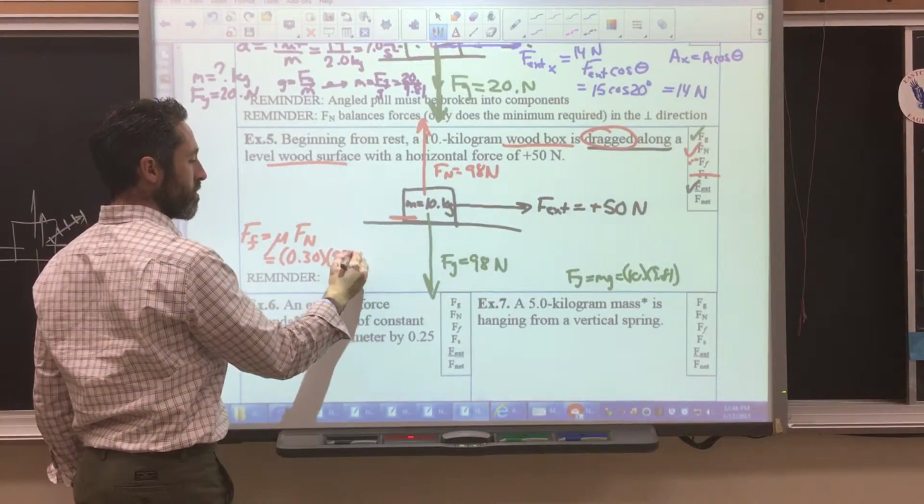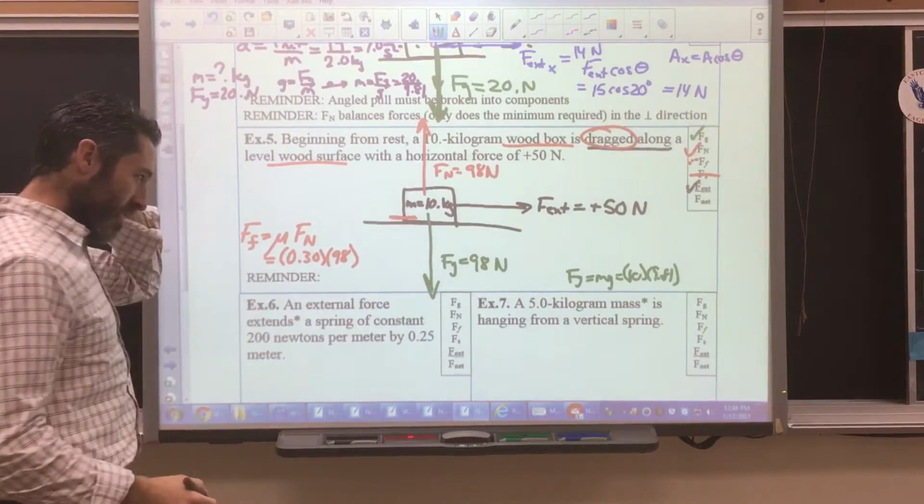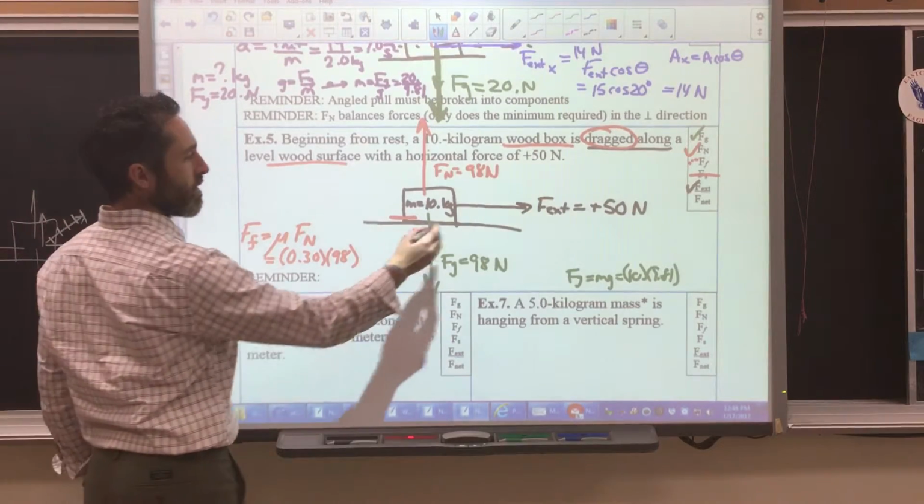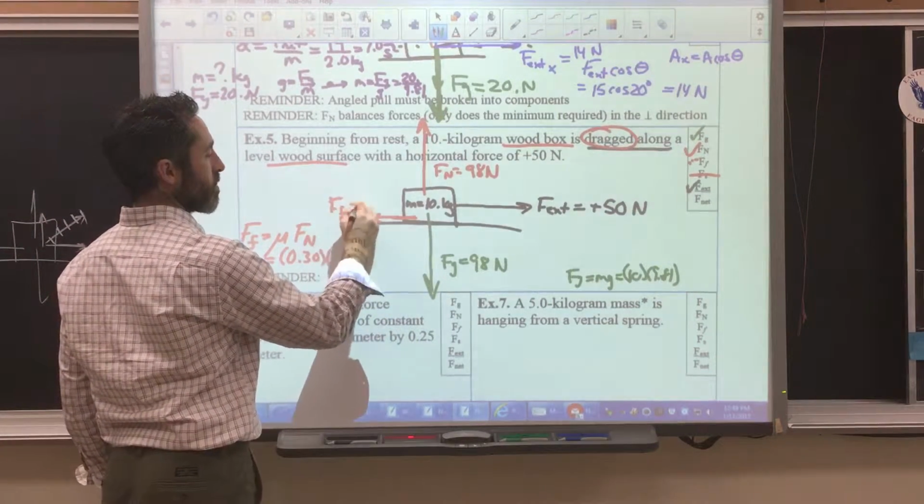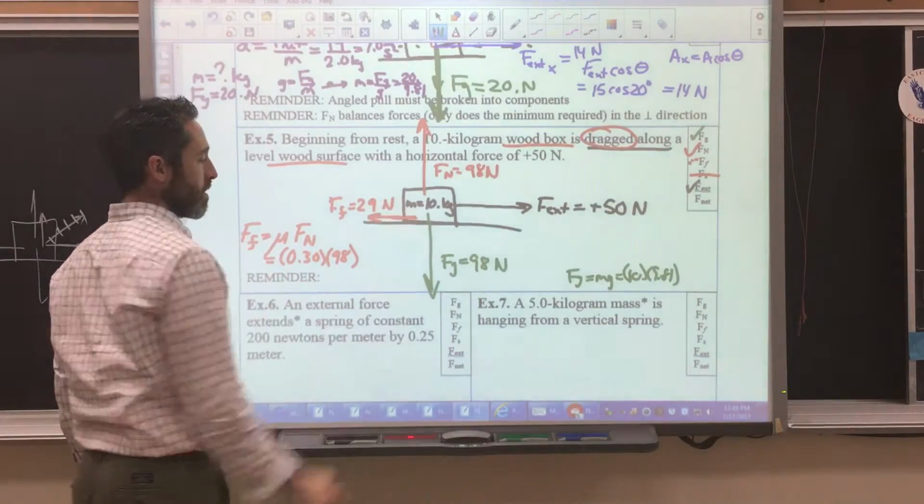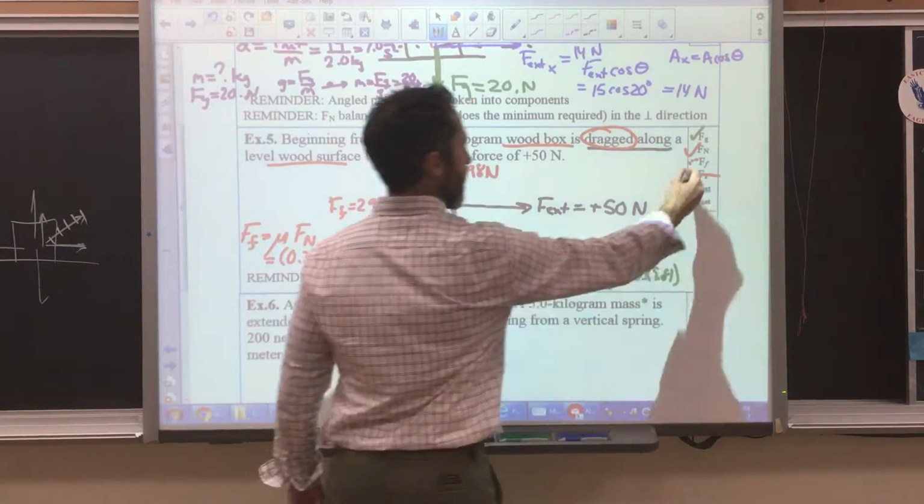Here's 98 newtons. 0.3 times 98, it's almost 30, it's about 29. So decent sized friction force. Friction is about 29 newtons. There it is. So friction now is done.